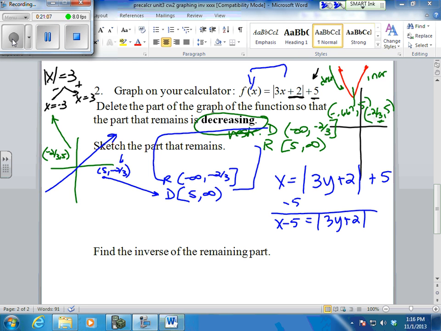Now remember what we said. An absolute value has two paths, a positive and a negative. Which one do we want if we want the decreasing? The negative. So I'm going to switch this around and put my absolute value on this side. Here's my positive, keep everything the same. Here's my negative, take out my absolute value, and set it to the negative of this. This is why we spend that time up front doing these things. Distribute your negative sign.